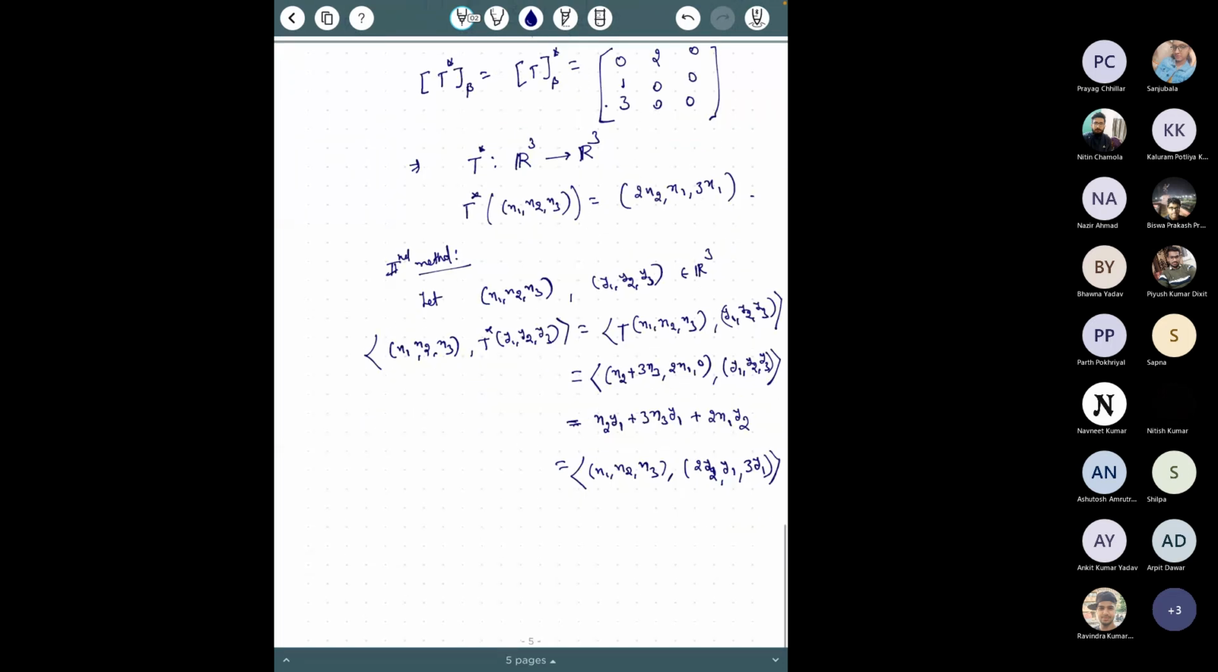Now you can see that whatever I have written is true for all vectors x and y in R3. From here, you can immediately say that if you define T star of y1, y2, y3 in this way, equal to 2y2, y1, 3y1, then it is actually an adjoint of T. Okay, so you can see that it is the same thing as we found using the matrix representation.